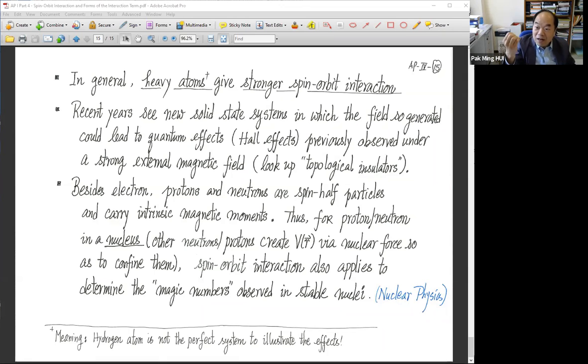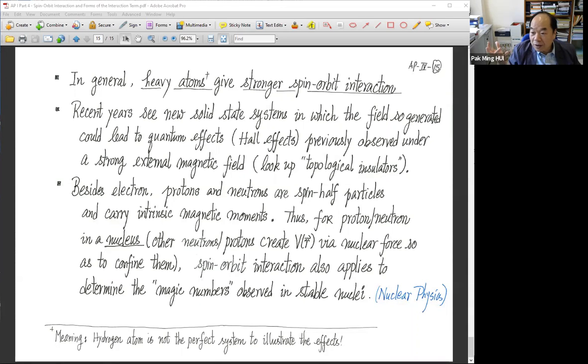And the proton is spin half, so it has a spin magnetic dipole moment. Therefore, the whole game is the same. It moves in this landscape and has orbital angular momentum. But since we have a gradient of V, it also generates a spin-orbit interaction term. And in fact, we need that to explain something called magic numbers observed in nuclear physics.